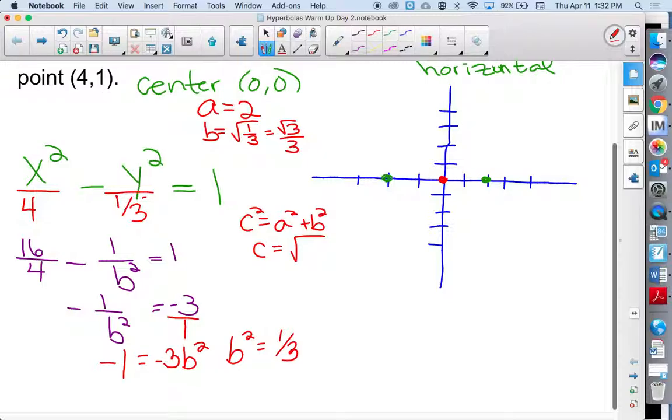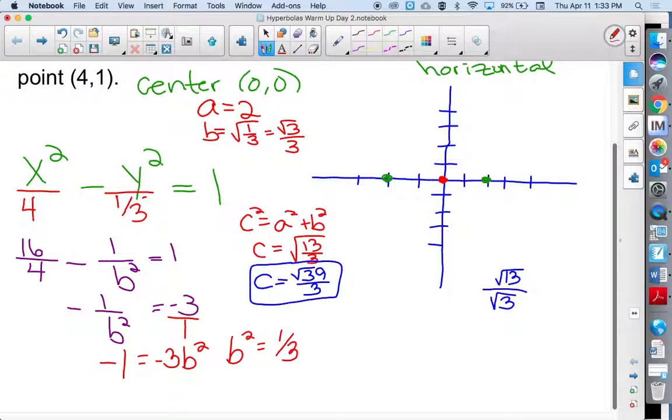Yeah, the square root of 13 over 3. So 4 is 12/3 plus 1/3 gives us the square root of 13 over 3. What's that rationalized? So think, you have the square root of 13 over the square root of 3. Brandon? Square root of 39 over 3. Right, square root of 39 over 3. So that really is our c value.